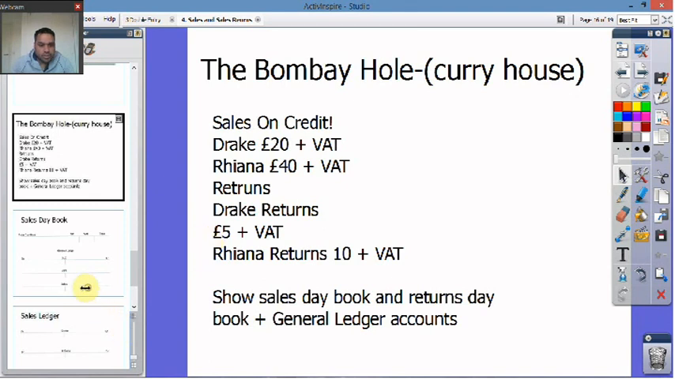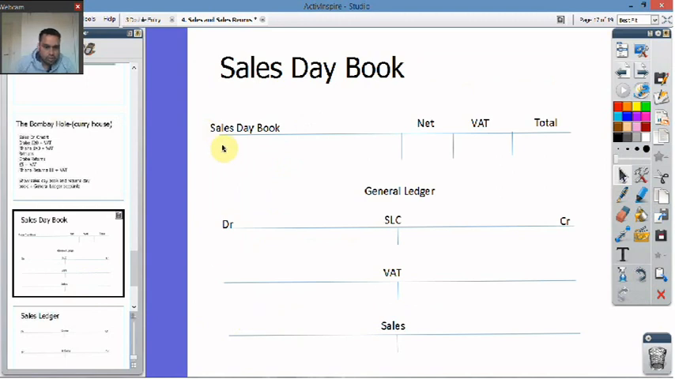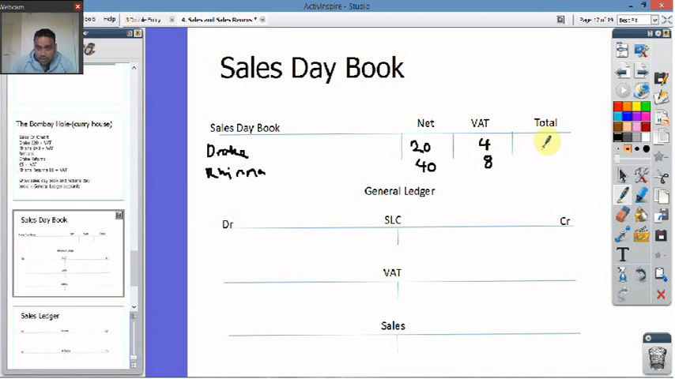How will this look in the sales day book? Let's have a look. So we've got Drake, and then we've got Rihanna. And how much does Drake spend? Can't remember. £20. And then Rihanna spends £40, so that will be £4 of VAT, that will be £8 of VAT, and then that will be £24 altogether, that will be £48 altogether.